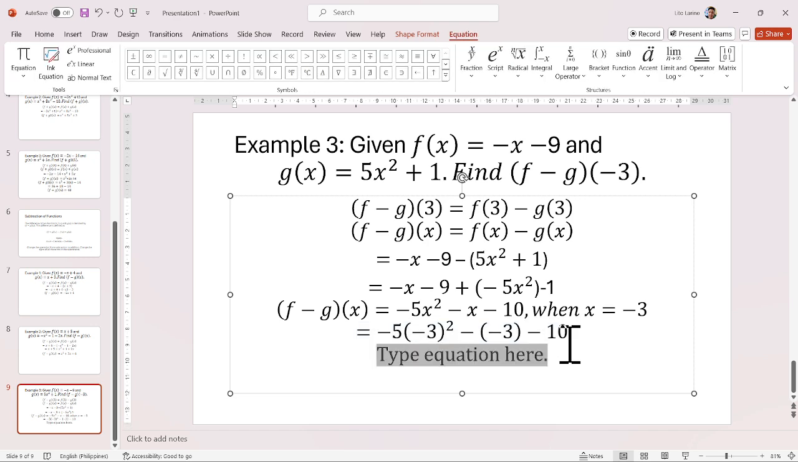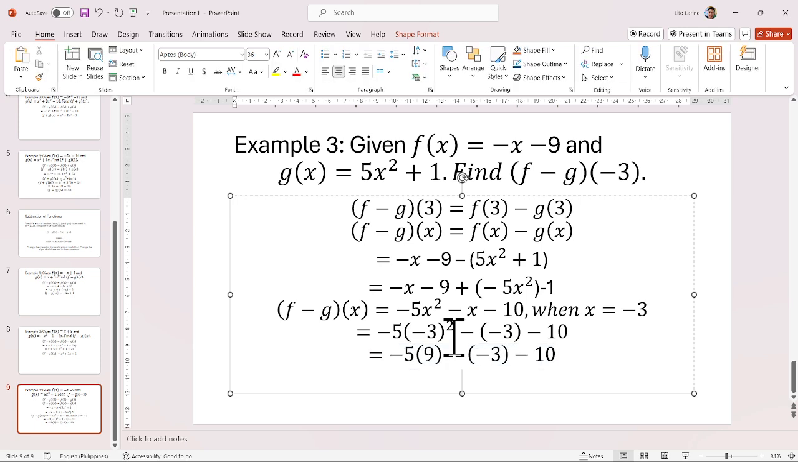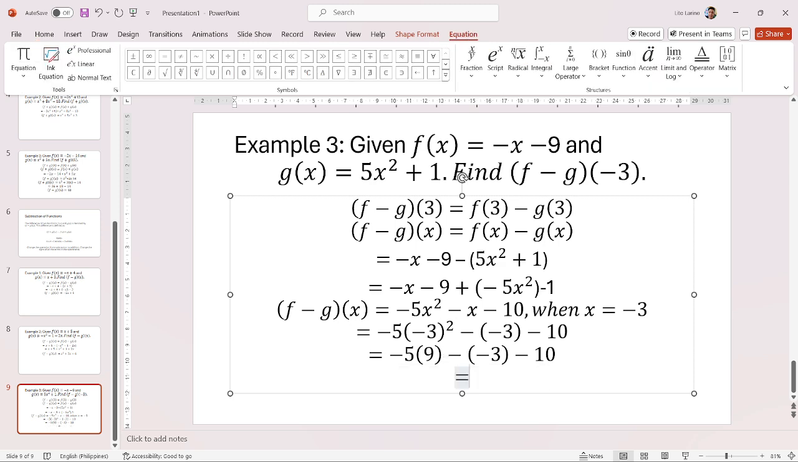And simplifying this, we have negative 5. What is negative 3 squared? That is negative 3 times negative 3. That is equal to positive 9. Then we have minus negative 3 minus 10. Okay. Then that is equal to negative 5 times 9 is negative 45. And minus negative 3 minus 10.